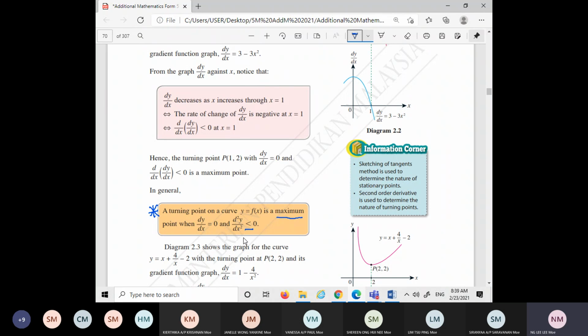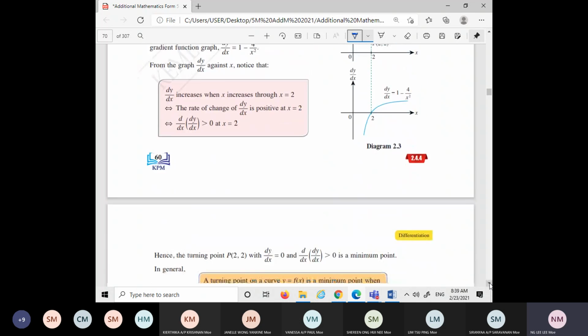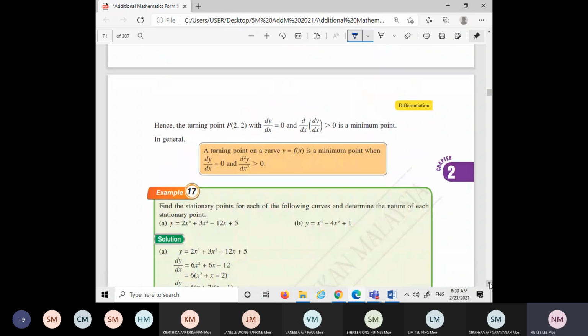Sorry, continue. So the other conclusion will be the same thing. Here, another page already. A turning point on the curve is a minimum. So just now it is smaller than 0. Now it's bigger than 0. So this one you have to remember. Always remember it's the other way around. When you get the second derivative is positive, positive means minimum. Negative means maximum.